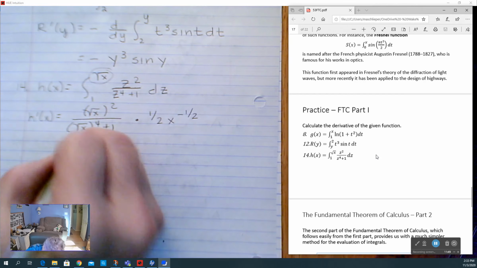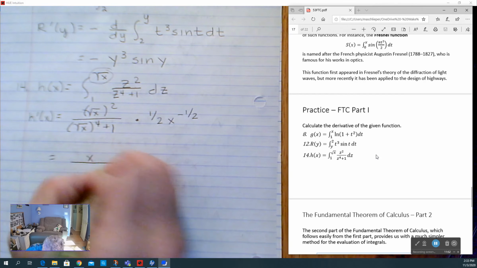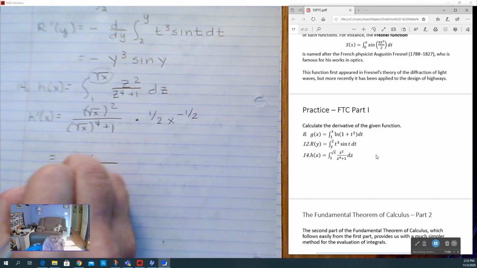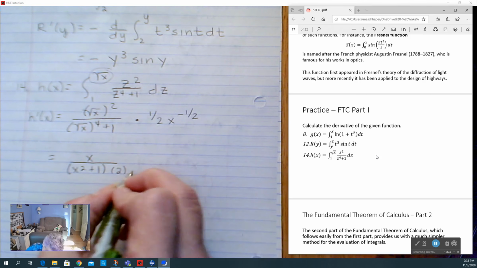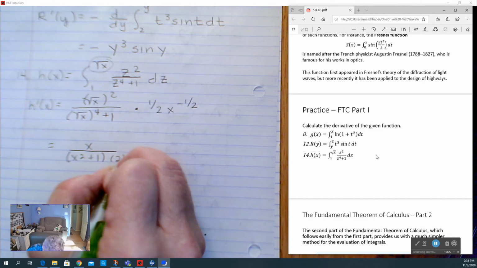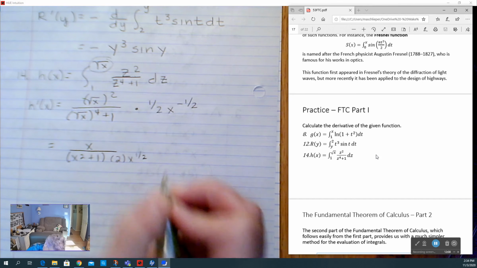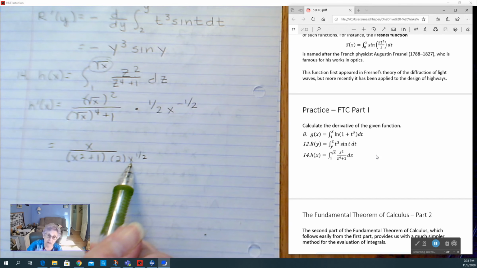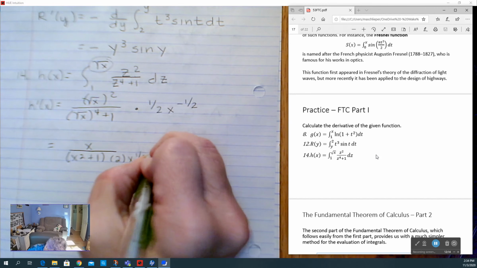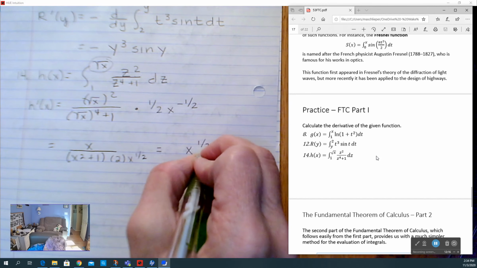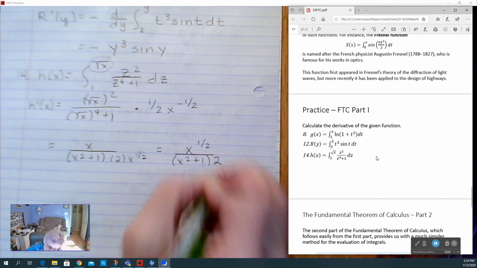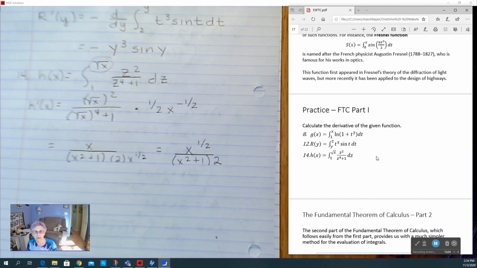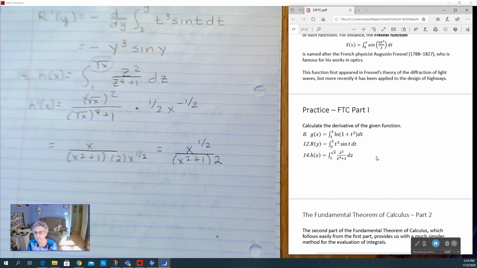Square root of x squared is x. Square root of x to the 4th is x squared plus 1. And down below, I also have a 2, and I have an x to the 1/2 power. Now I have an x to the 1/2 down below. I have an x up top, so I can make this x to the 1/2 on top of x squared plus 1 times 2. You can leave it like that.